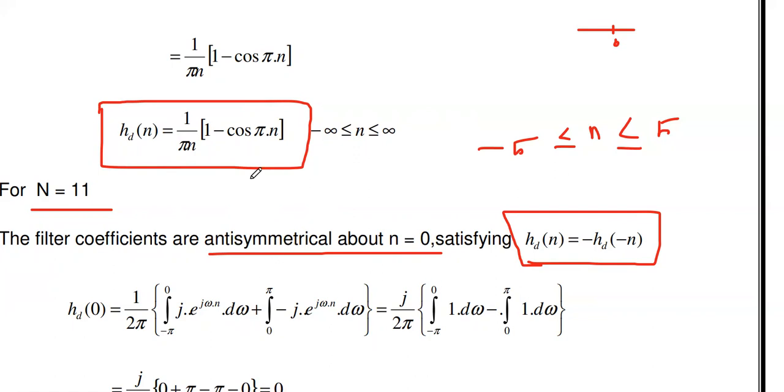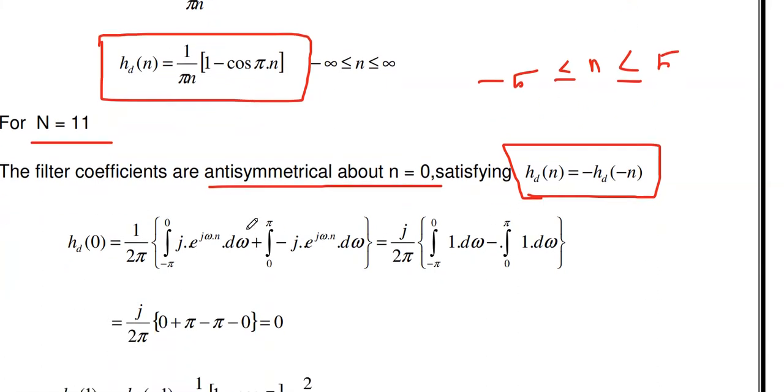So that's why we have to find the hd(n) value for minus 5 to 5. In that, hd(1) and hd(-1) have the same magnitude, but we get one negative sign extra. So we have to find the values one by one. First, we have to substitute n equal to 0. The center value we have to calculate.